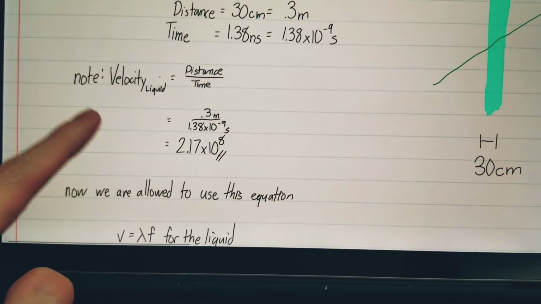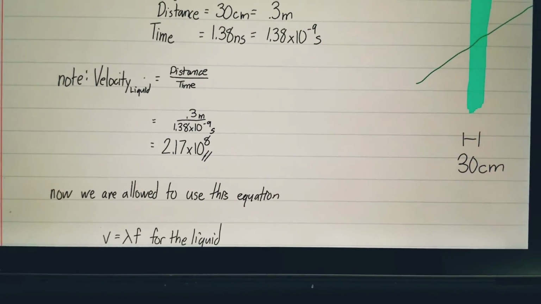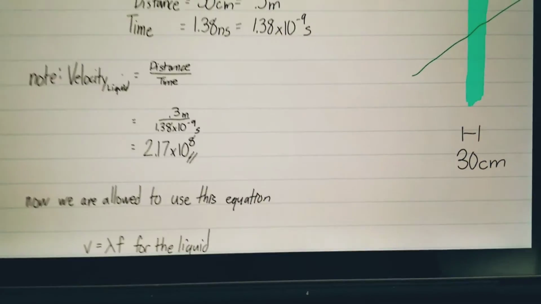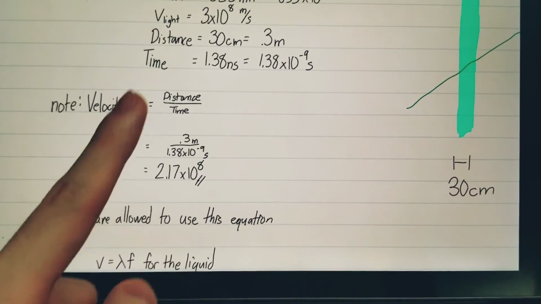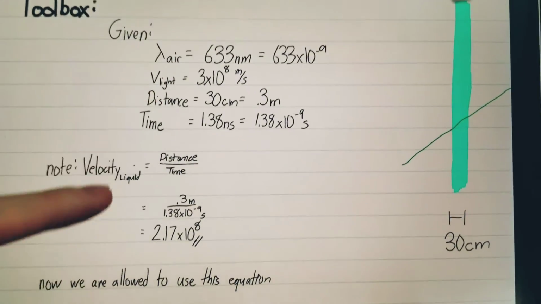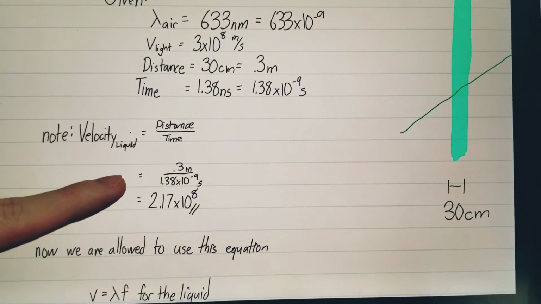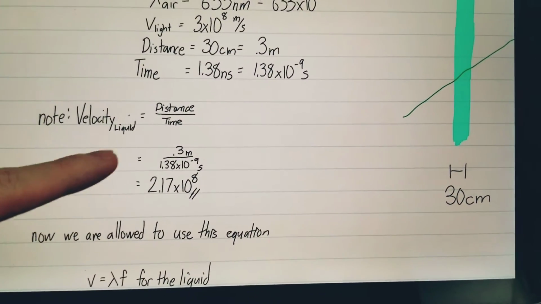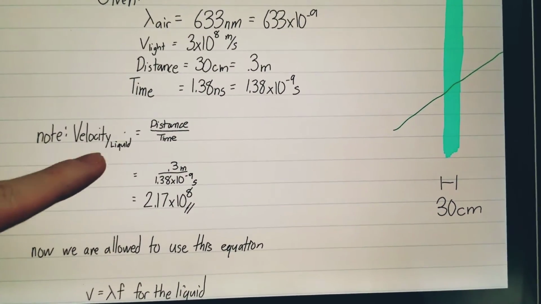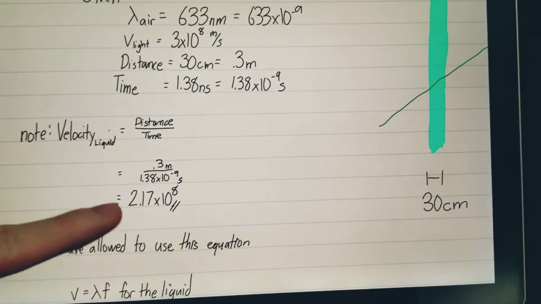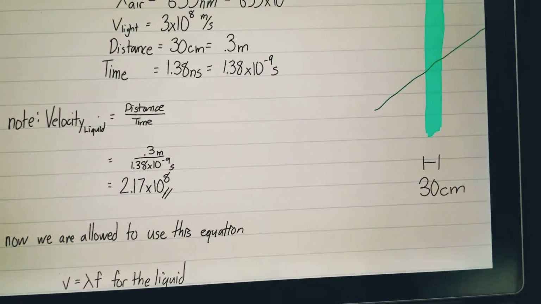Now, we all know that velocity is equal to distance over time. It's a basic formula. So using our pieces from up here, 0.3 meters over 1.38 times 10 to the negative 9 seconds, we find that the velocity inside the liquid is 2.17 times 10 to the 8th meters per second.